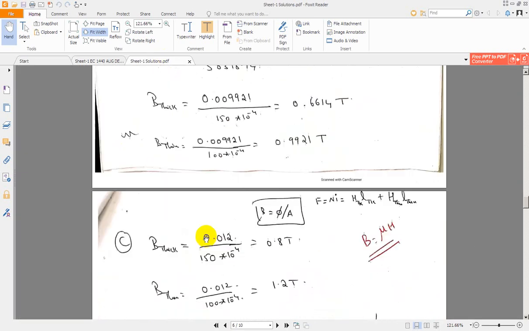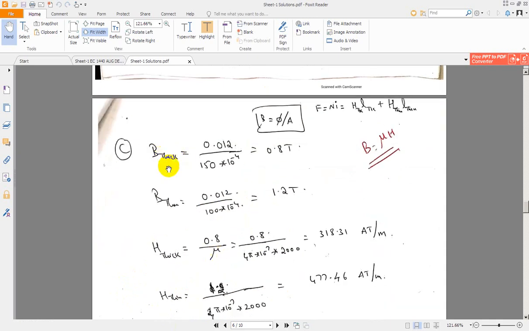let us calculate the flux density. Flux density for the given flux on the thicker side will be 0.012 divided by the cross sectional area, you will get it as 0.80, and for thinner side 0.12 divided by 100 into 10 power of minus 4 is equal to 1.2, flux per unit area, this formula. Now it means for generating a flux of 0.12, this is the flux density, and we need to evaluate the current. We want this current value. For that we need to calculate H thick, we need to calculate H thin.